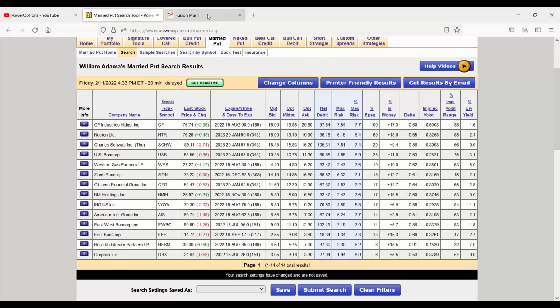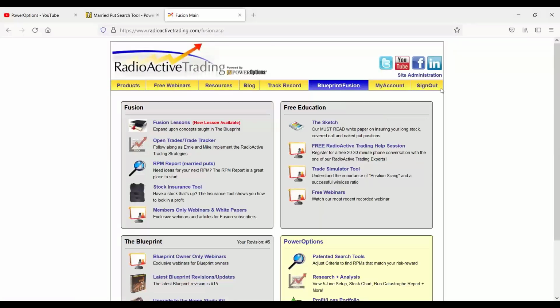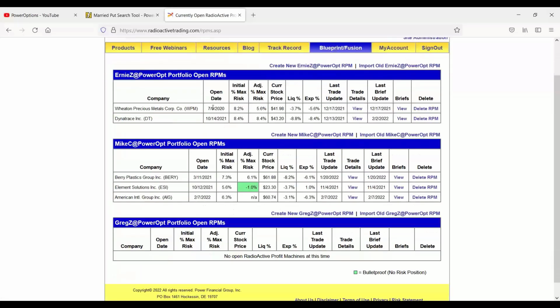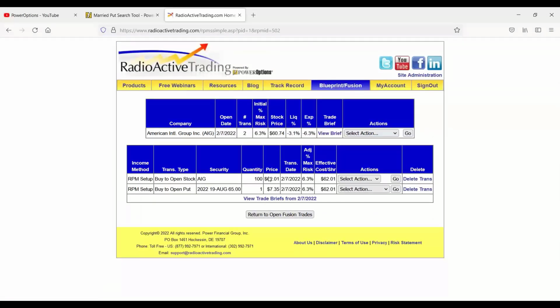But that being said, if we navigate over to radioactivetrading.com and I'm logged into my account, and I go to the Opens, Trades, and Trade Tracker, this is where we post our open positions. And here's the one I opened on Monday, which is why I kind of laughed in that case, because I wanted to make sure that this was still there as well. So AIG, let's just take a quick view. AIG was opened at 62.01, and we purchased the August 65 put for 735, which gives us a controlled risk of 6.3% for, at the time, I think was 192 days out in time.